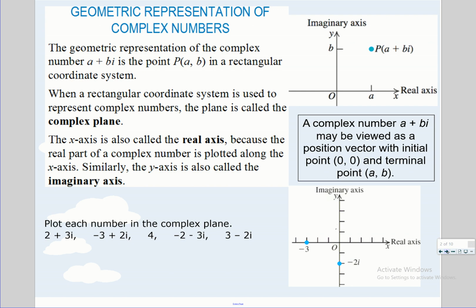So the first thing we're going to do at the bottom here is just practice plotting complex numbers. So the first complex number is 2 plus 3i. So positive 2 takes me 2 to the right on the real axis. 3i moves me up 3 on the imaginary axis. So it's going to be in quadrant 1. 2 plus 3i. I'll just label them. Okay. So how would I graph negative 3 plus 2i?